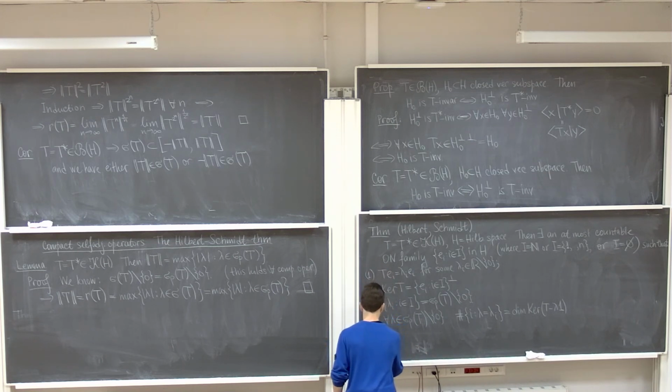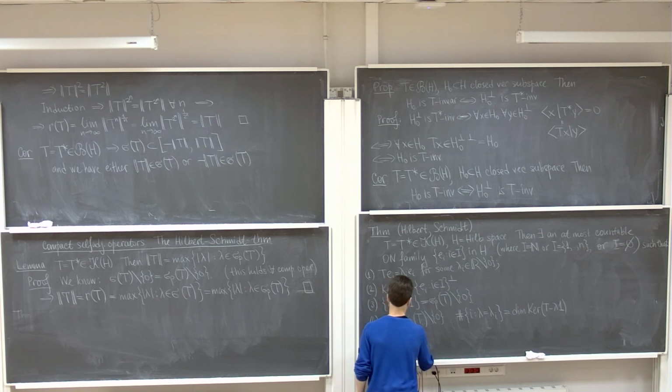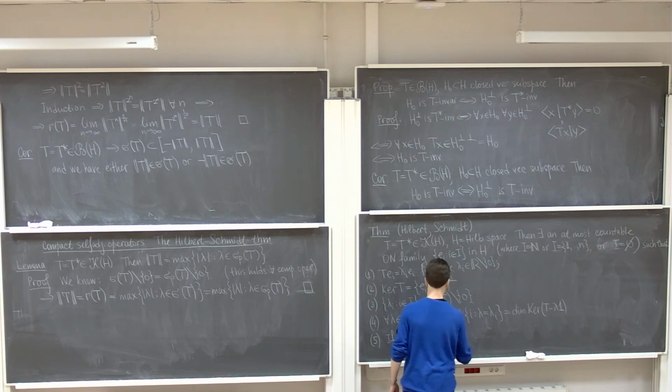Property 5: if our family is infinite, that is, if I is the set of natural numbers, then the respective sequence of eigenvalues goes to 0.